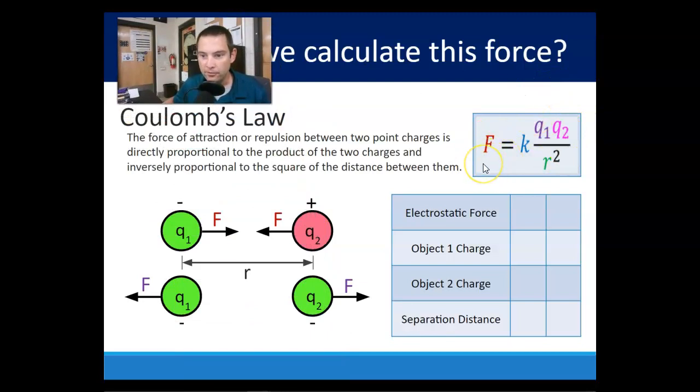Represented like this, where F is the electrostatic force measured in newtons. Object 1 is going to be charge 1, represented with a Q, and the unit of measurement for charges is going to be the coulomb. Same for charge 2, measured in coulombs, and the separation distance, r, measured in meters.